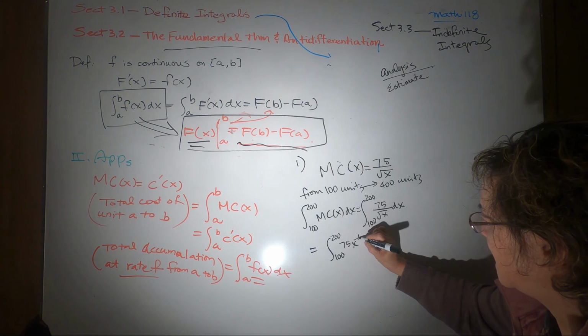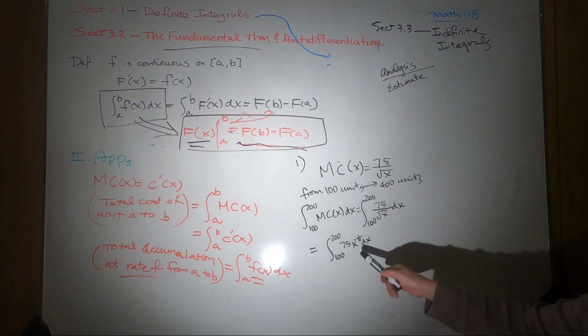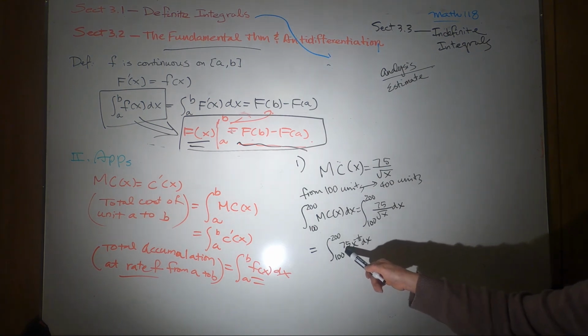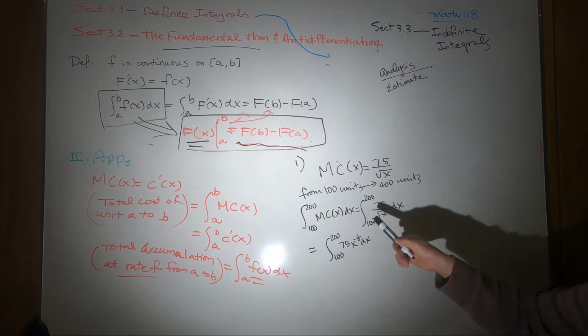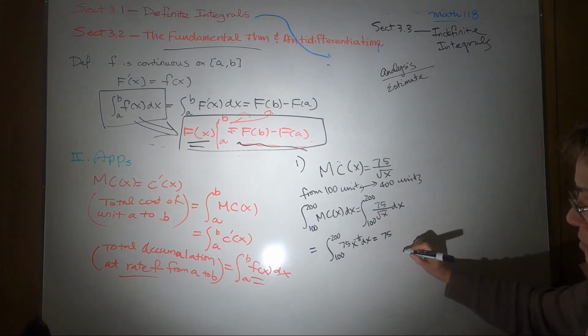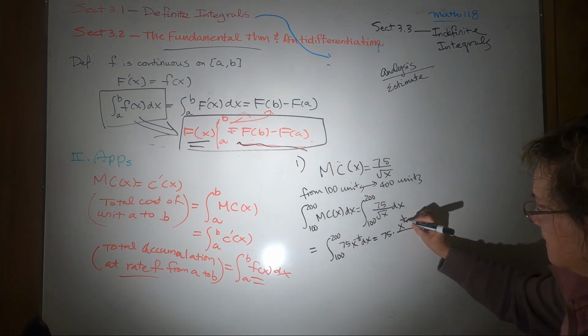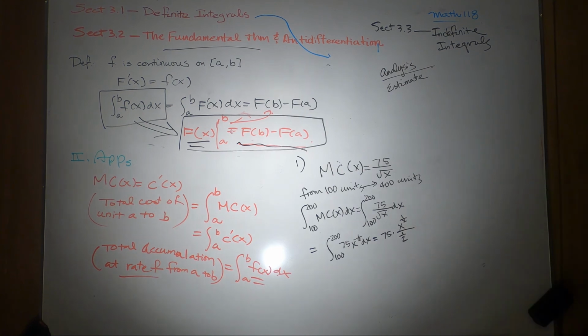75x to the negative half dx, right? Then to do the antiderivative, we use what? Constant rule and power rule. You go one level higher, so take the constant out, then go higher, then will be what? Half, then divided by half, right?